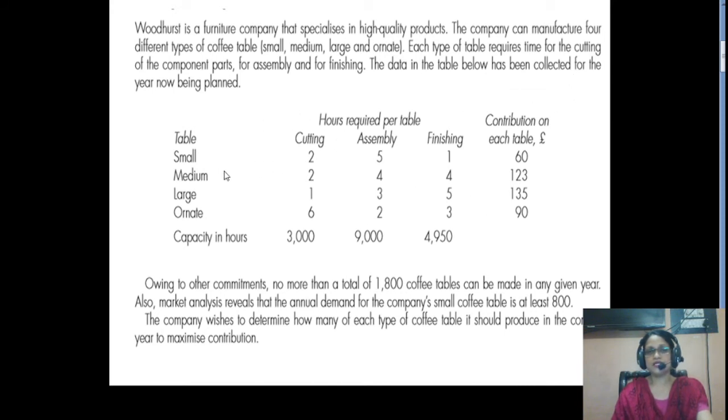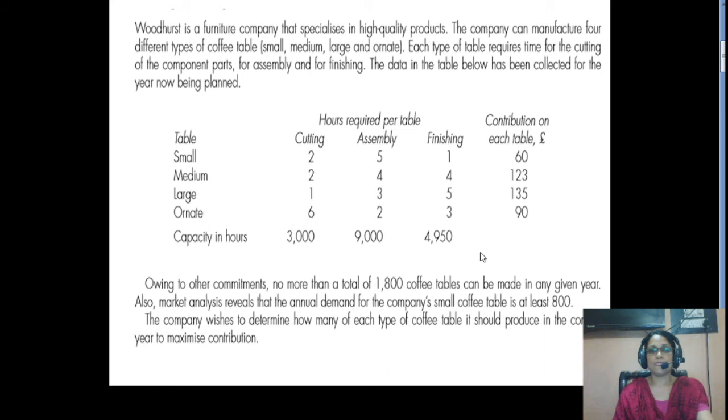Now, see, the small table uses 2 hours of cutting, 5 hours of assembly and 1 hour of finishing, and it is giving you a contribution of 60 pounds. See, again students, it is contribution, so you can easily understand that it has to be maximized. So your objective function is of maximization, right?